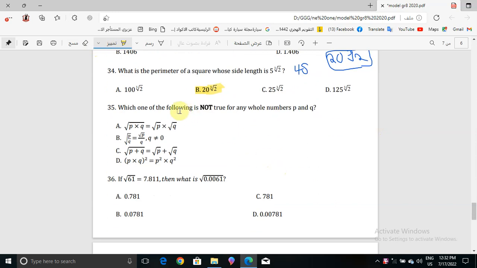Now question number 35, which one of the following is not true for any whole numbers p and q? Radical p times q is equal to radical p times radical q, or radical p over q is equal to radical p over radical q, where q is not equal to 0, or radical p plus q is equal to radical p plus radical q, or p times q squared is equal to p squared and q squared. The correct answer, the one that's not true for the whole numbers p and q, will be radical p plus q is equal to radical p plus radical q. This one is not correct.